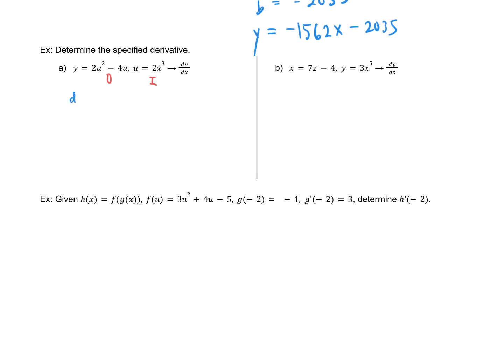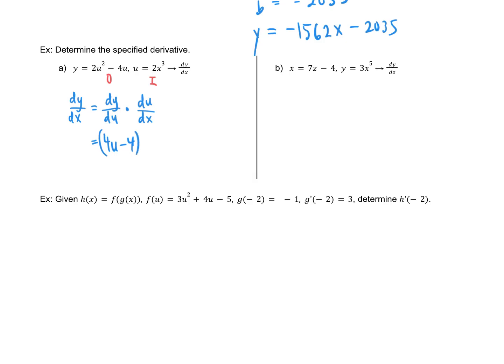And Leibniz notation says, okay, if I want to take the derivative, dy/dx, I'm going to take the derivative of y in terms of u first, because that's what we have, and then we'll multiply that by the derivative of u, which is in terms of x. So I'm going to do that first. The derivative of y is going to be 4u minus 4.